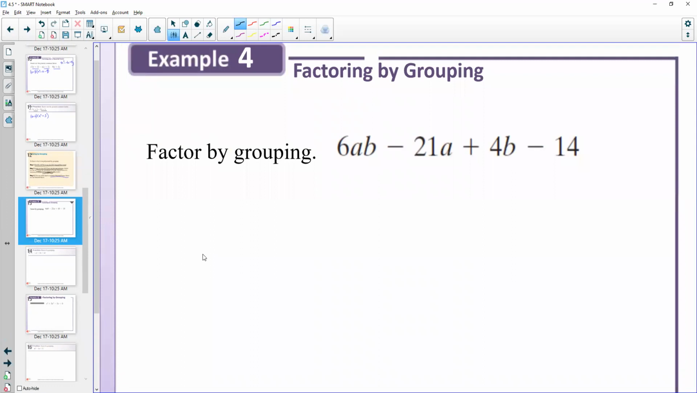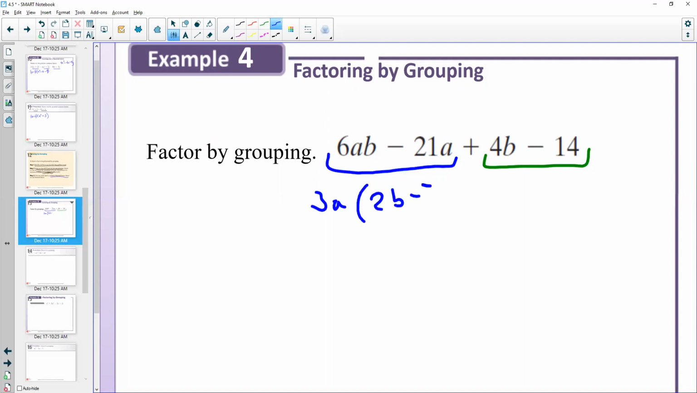All right, so we're going to make 2 groups. First, I'm going to look and go, okay, is there a greatest common factor? Well, no, not at all. Not everybody has anything in common. That's fine. So now I'm going to make 2 groups. I'm going to do a blue group and a green group. Okay? And I'm going to treat them separately. I'm going to look at the blue group first. So I have a 6 and a 21. The greatest common factor there is 3. And I have an A and a B in the first one and just A on the second one, so an A. Okay, so I can take out a 3A. So what's left here? 2B minus 7.